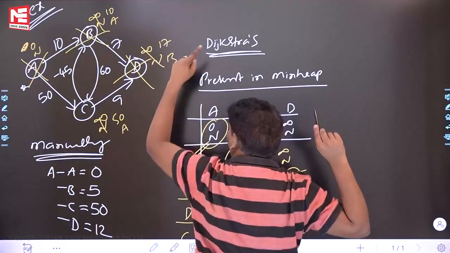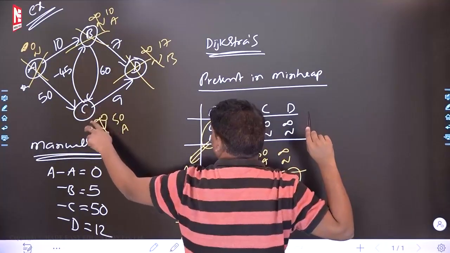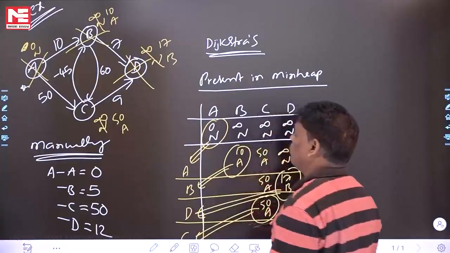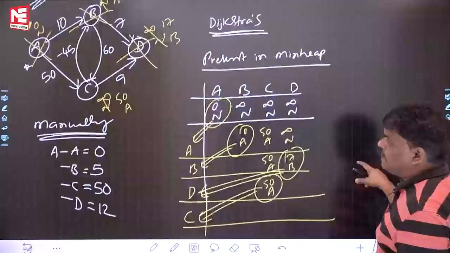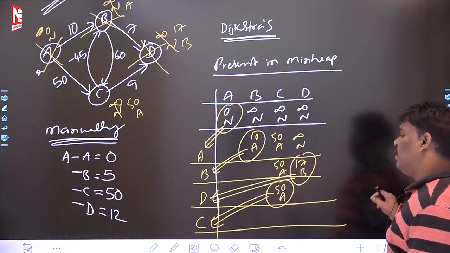Right? After D, why is C deleted? I think after 17, the next minimum is this. Why did C come late? Comparing other people, he is bigger. That is the reason he came late. Please be careful. C came late. What is the reason? Comparing other people, C value is bigger. That is the reason he came late.